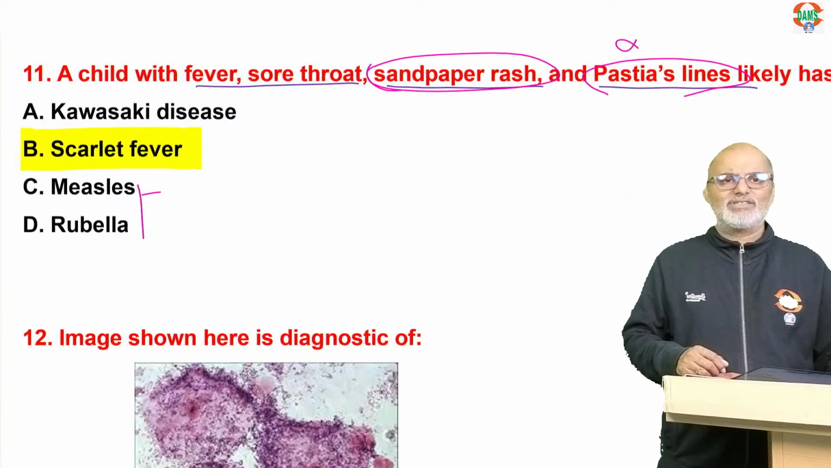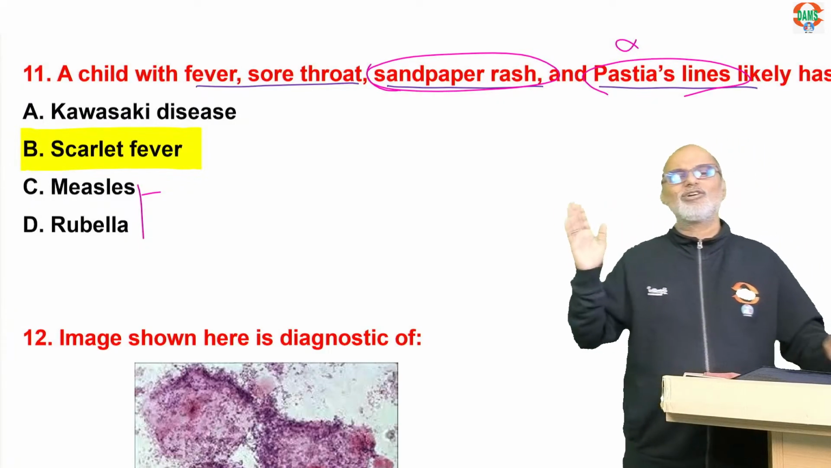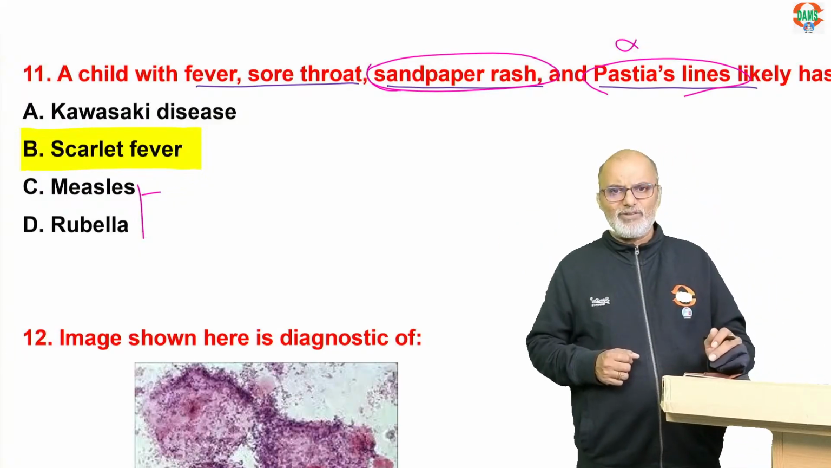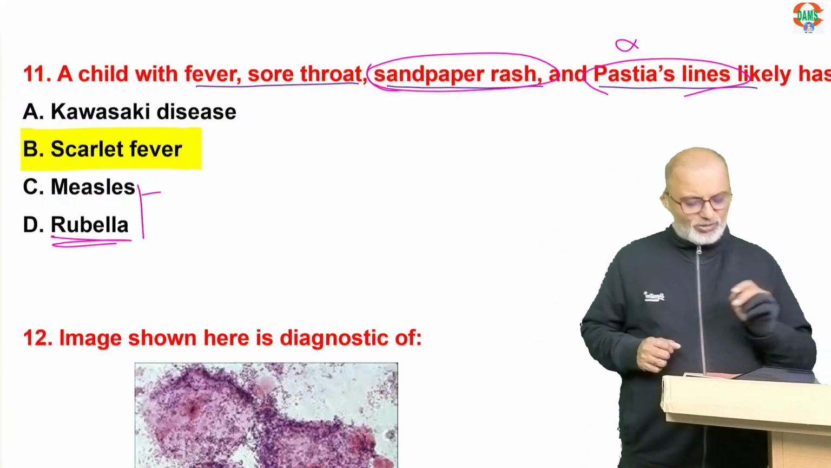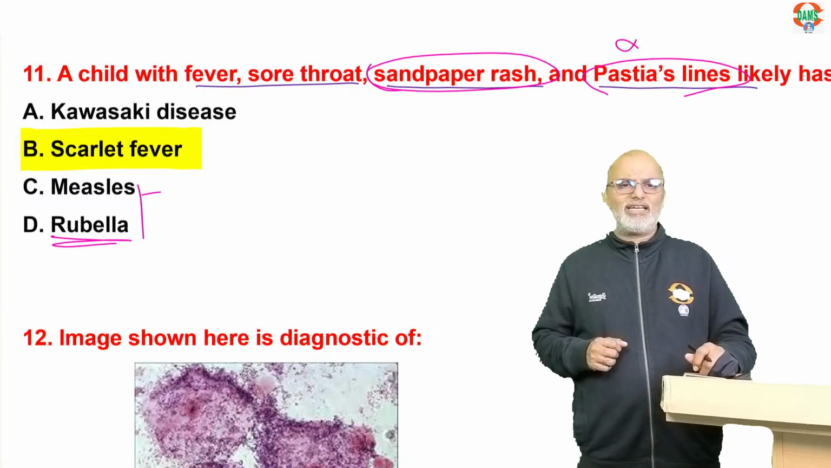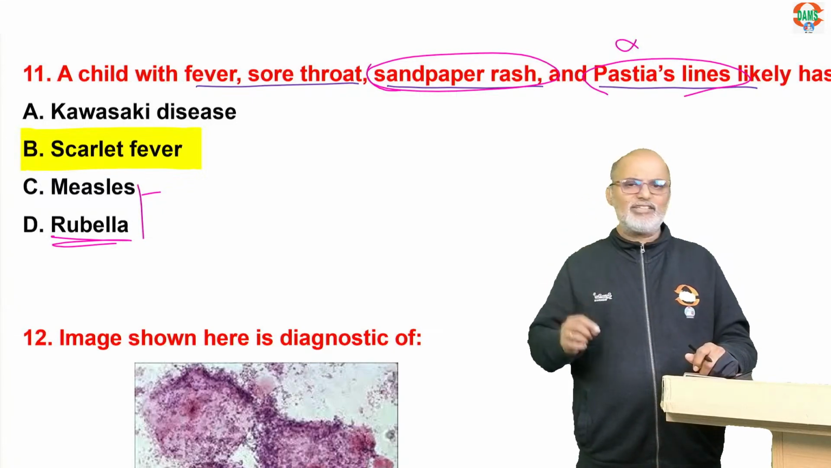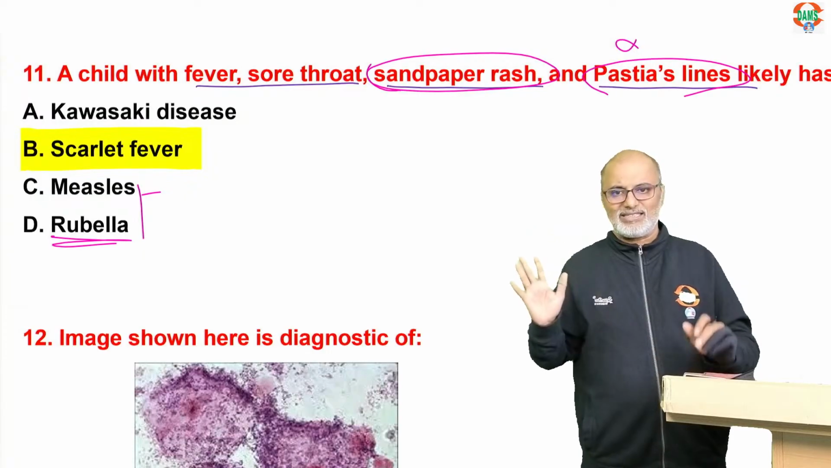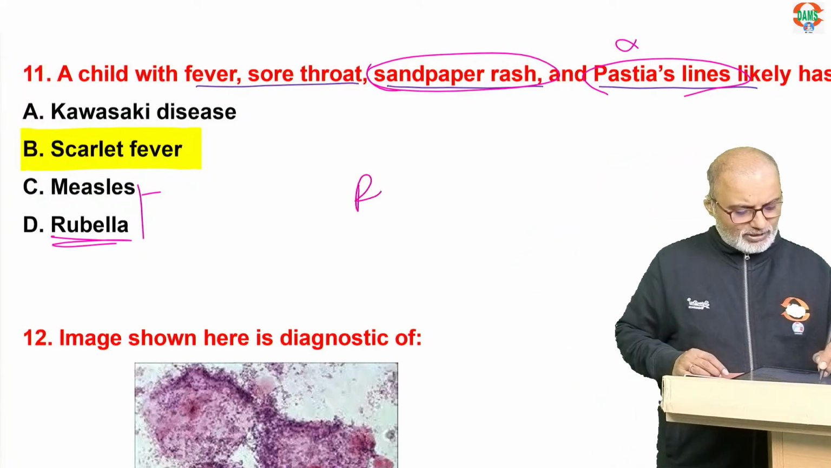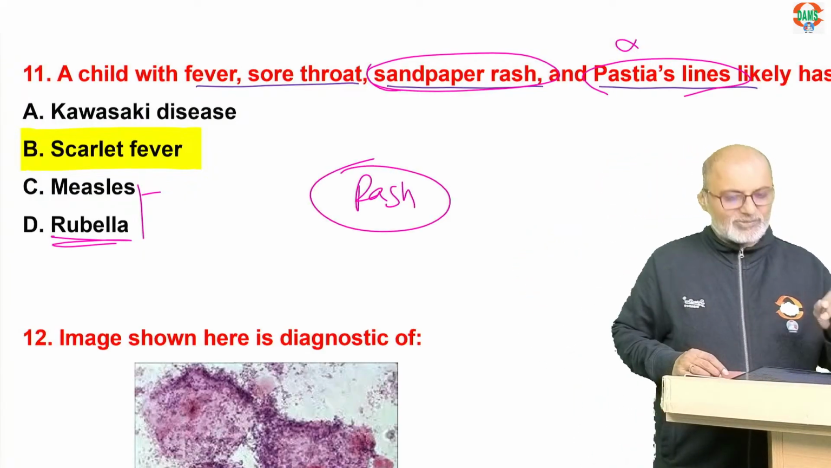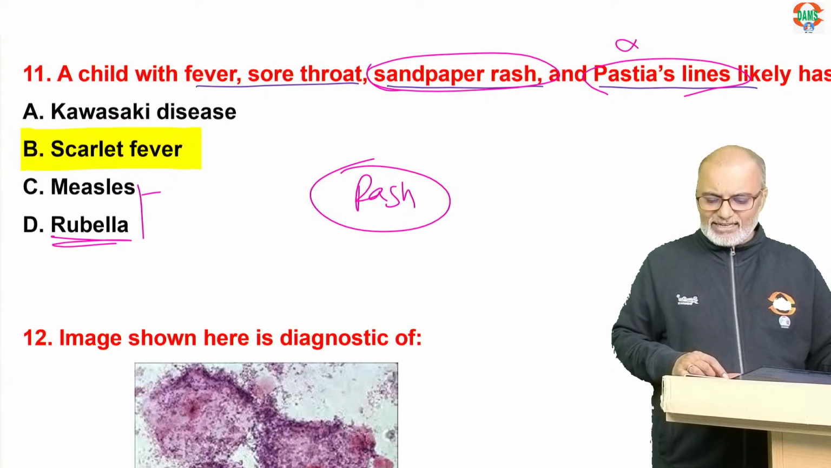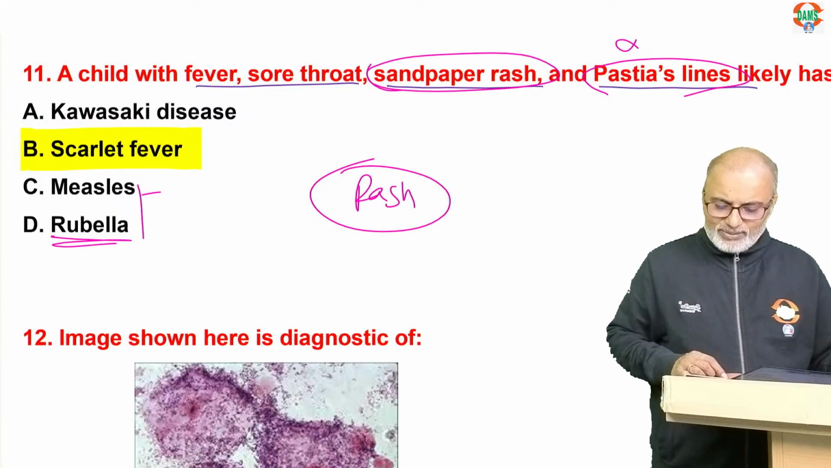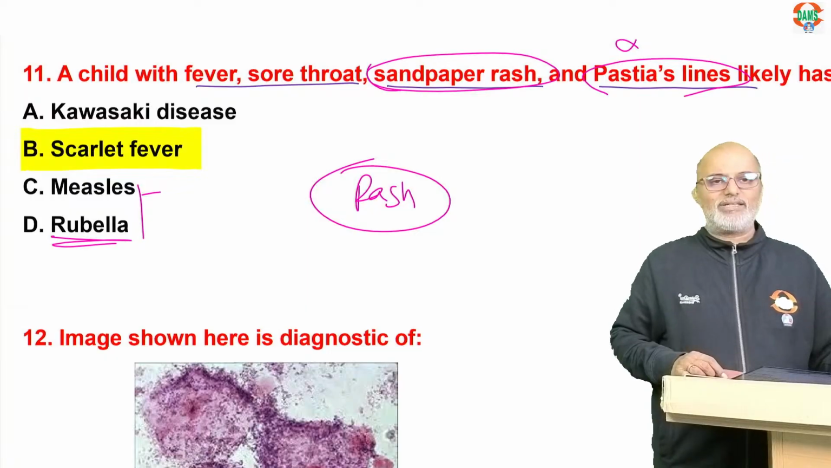In case of sunburn rash, go for toxic shock syndrome. Blueberry muffin rash, go for rubella. Maculopapular rash that starts behind the ears, go for measles. That's all. So you need to go for rash drive. Based on the rashes, you can diagnose, my dear.